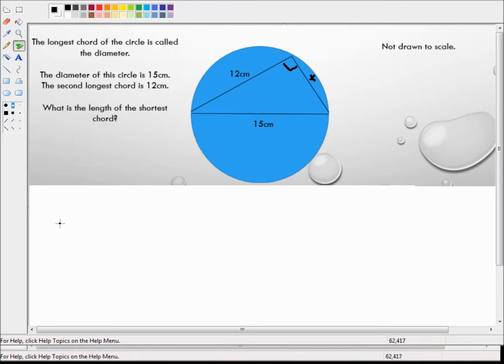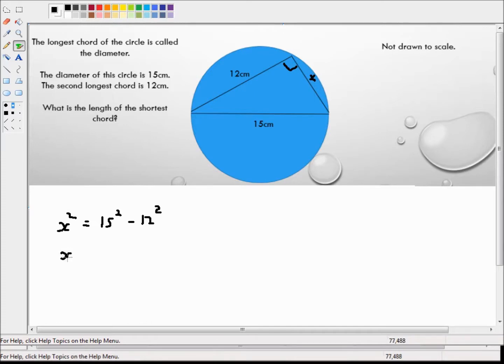So in this case, x squared is equal to 15 squared minus 12 squared. You might even recognise this as a 3, 4, 5 triangle. So this is 4 times 3 and this is 5 times 3. So this is 3 times 3, which is 9. But if you didn't recognise that, that's fine.